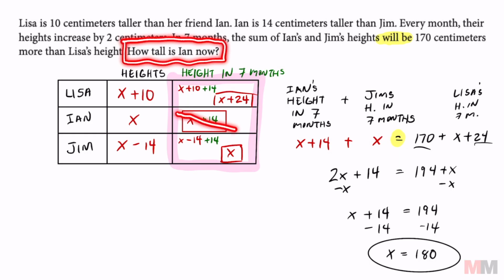It is not what his height is in 7 months. It's talking about right now, and luckily, the expression for Ian's height now is just x. We already got that right here. So the answer to this is 110.